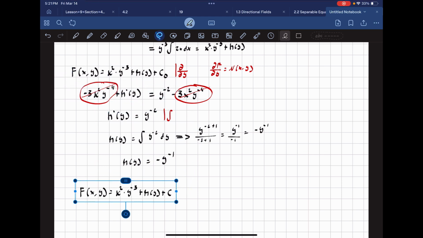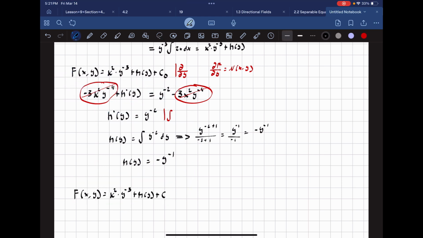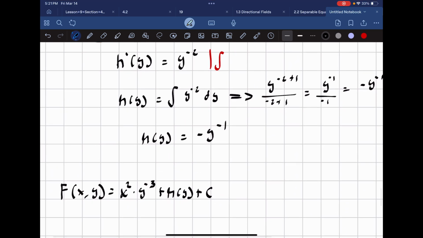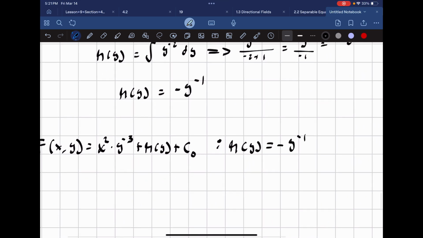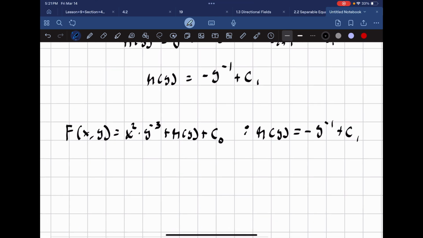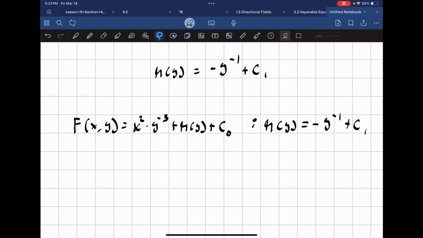Since we have h of y, we could plug it back into our function, right? Let's see. I forgot the c.